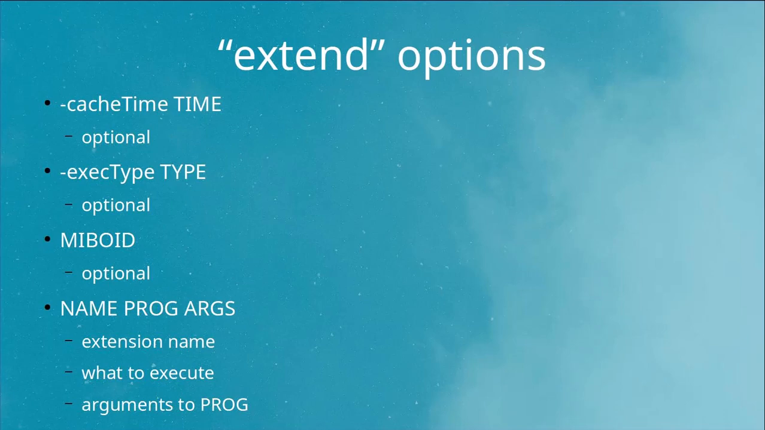The name, prog, and args indicate the name of the extension, the program or script to be executed, and the arguments to the program or script, if any. These are required, save for the arguments.